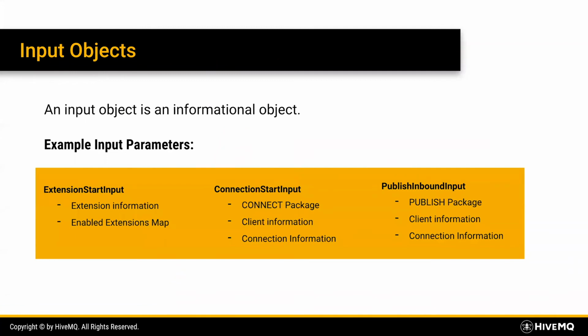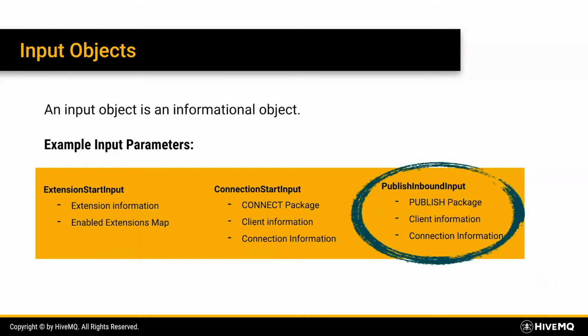Another concept in our SDK is that we have input objects, and input objects are only informational objects. That means that you can only read, and they are quite uniquely formed. For example, you have seen input objects for the extension start input or for the connection start input, and also for the publish inbound input. This is the object that is interesting for us. The object contains publish packet information, client information and connection information.